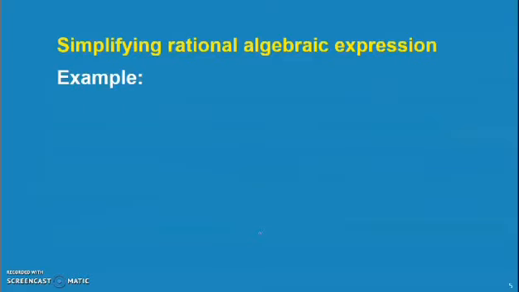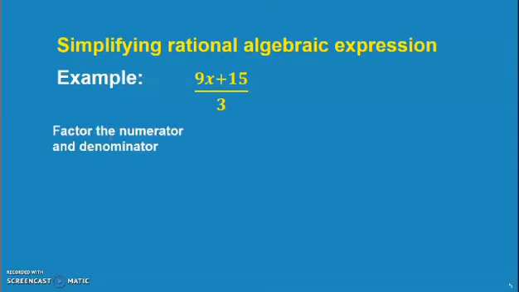Okay, simplifying rational algebraic expressions, we have 9x plus 15 all over 3. So, first we will factor the numerator and the denominator. Kung mapapansin ninyo, 9x plus 15, common factor nila is 3. So, we will divide by 3. 9x divided by 3 is equal to 3x. Then 15 divided by 3 is 5.